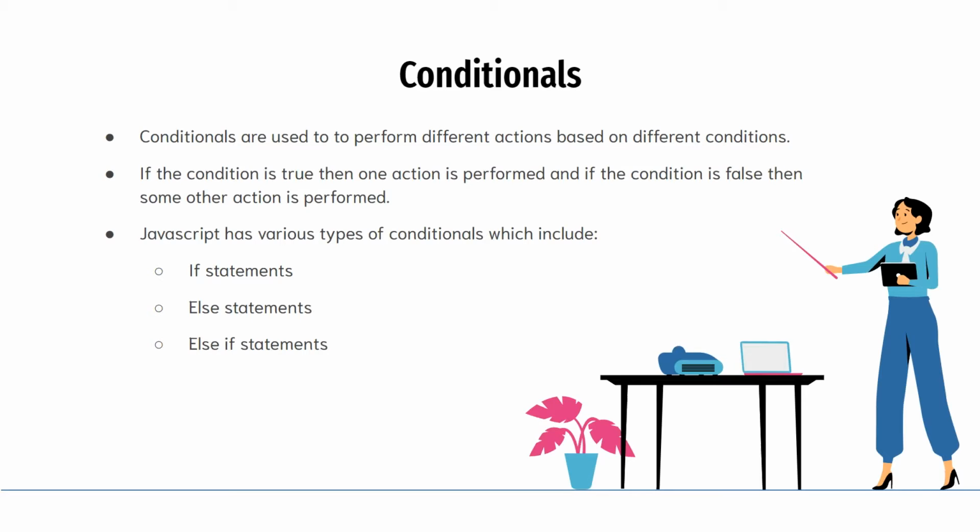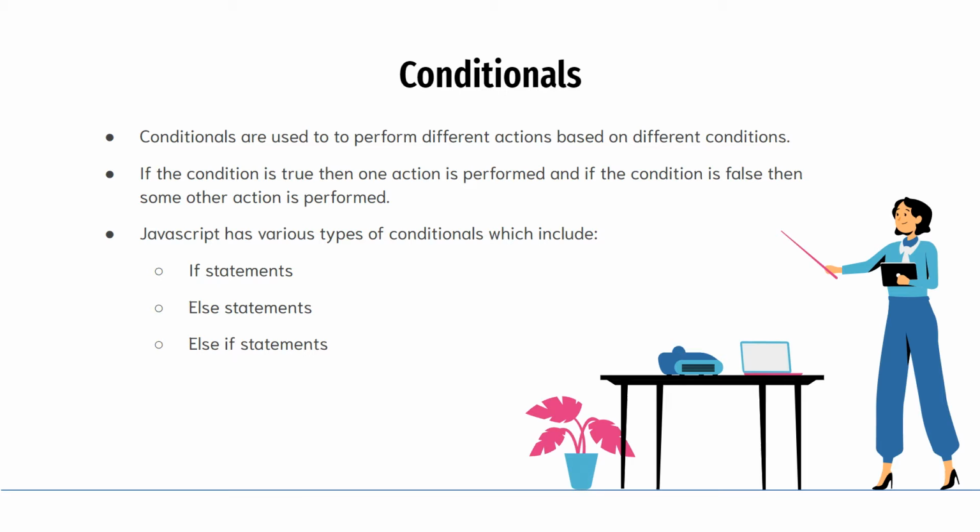In this video, we'll see what JavaScript conditionals are. Conditionals are just used to perform different actions based on different conditions. Suppose you want to check whether a person's age is greater than 18, then he is eligible to vote. Or if it is less than 18, then he is not eligible to vote.